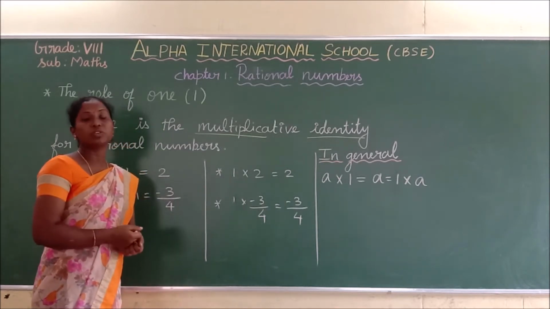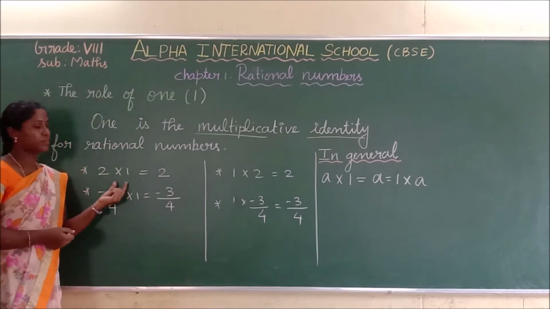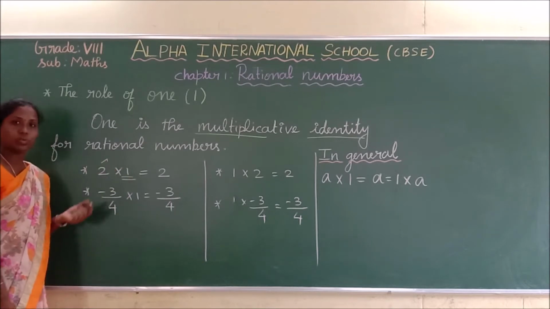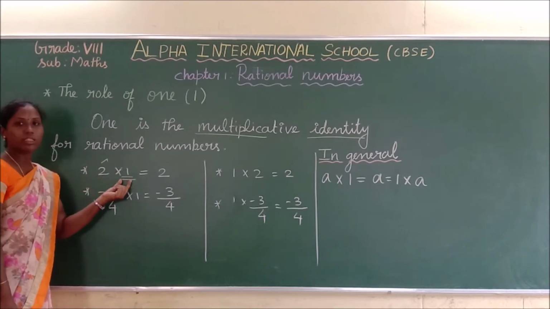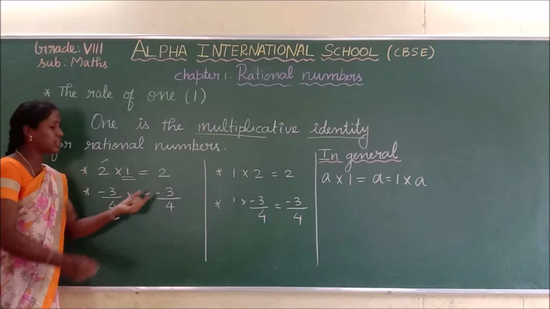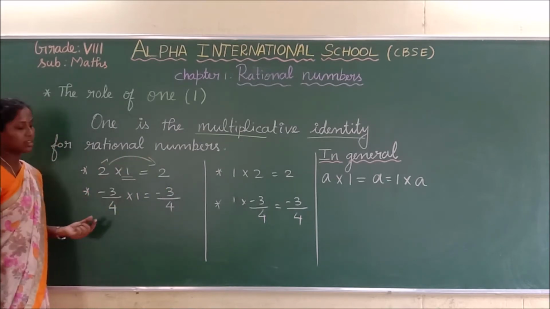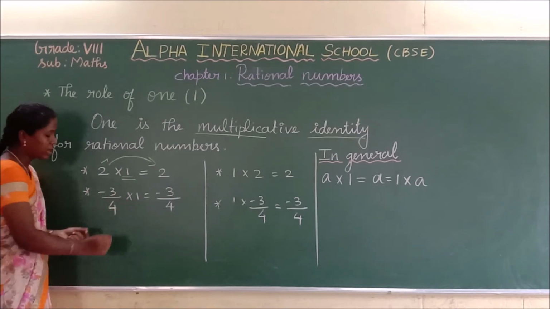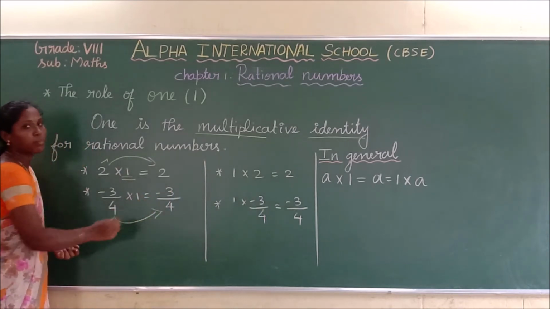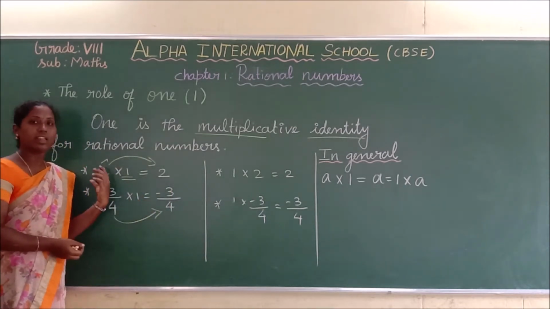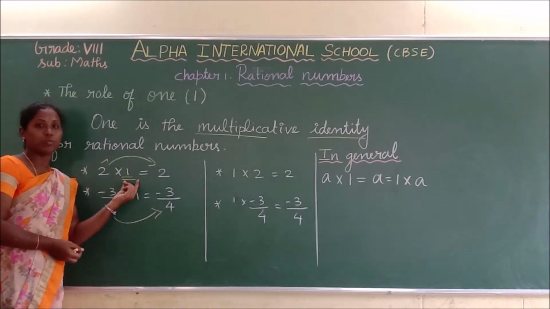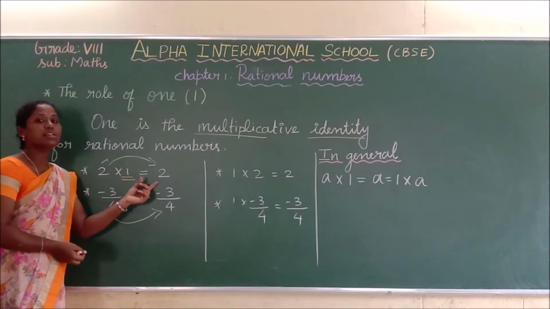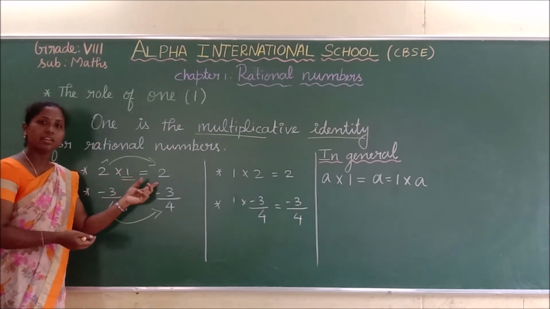Which number makes this possible? See the example, 2 into 1. Taking a rational number, or whole number, 2 and multiplying 1 with it, the result I am getting is 2. The same number we get as the result. Here I am taking a fraction, minus 3 by 4, multiplying by 1. Again I am getting the same result, minus 3 by 4. So I have taken a rational number and multiplied a particular number with it. What is the number? 1. If you multiply 1 with any rational number, you get the same number as the product or result.